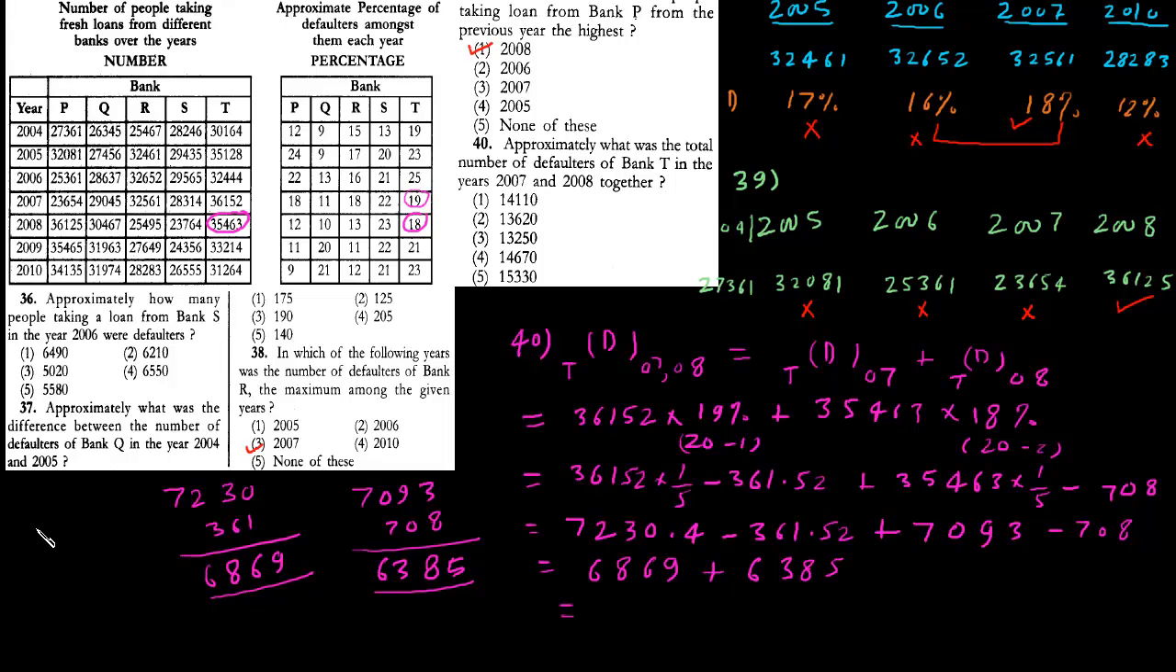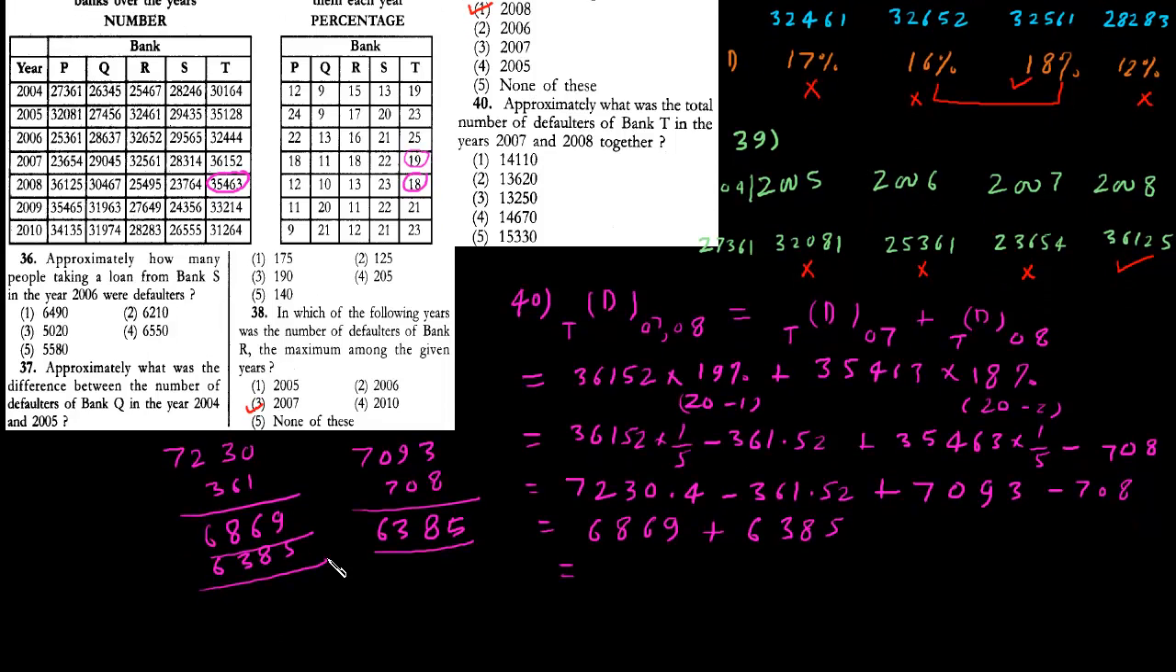Now add these two, 6869 and 6385. 9 plus 5, that is 14. 8 plus 6, 14, plus 1, that is 15. 8 plus 3, 11, plus 1, that is 12. 6 plus 6, 12, plus 1, that is 13. So that comes out to be 13254.